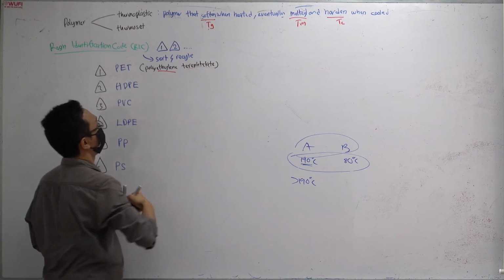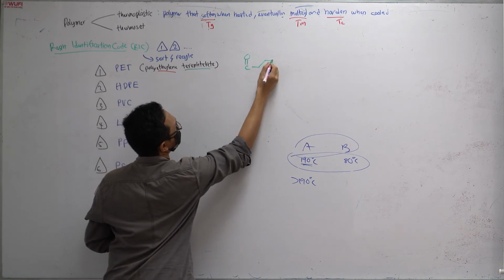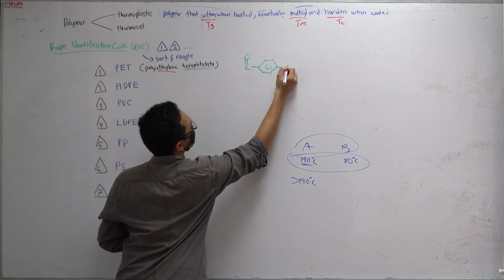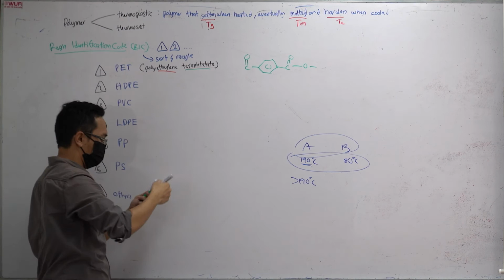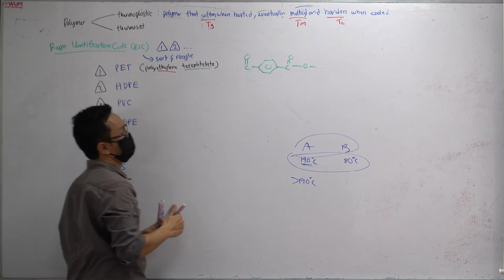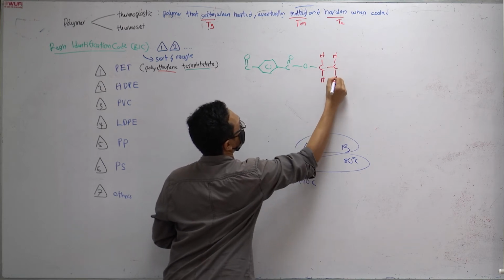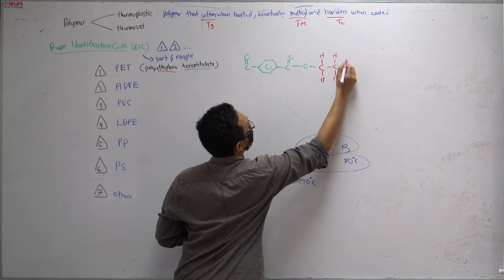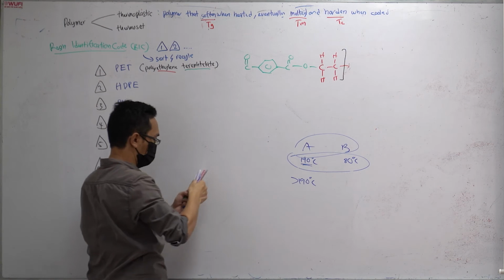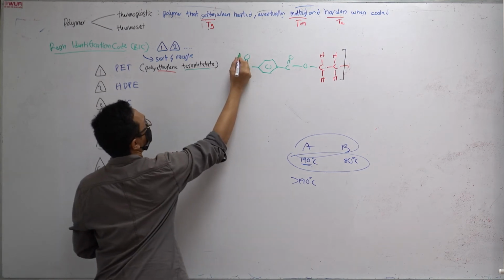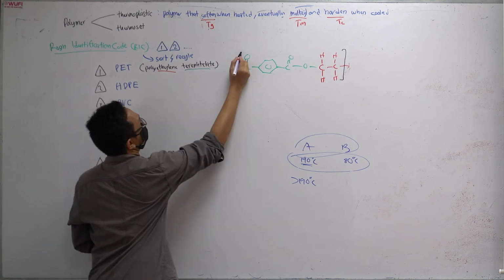The terephthalate is basically something like this: you have this benzyl group, then you have C, you have O, and then you have the ester bond. And then you have this ethylene part. The ethylene, you know, is something like this: CH, H, C, H, and H. So this is basically the repeat unit for PET.